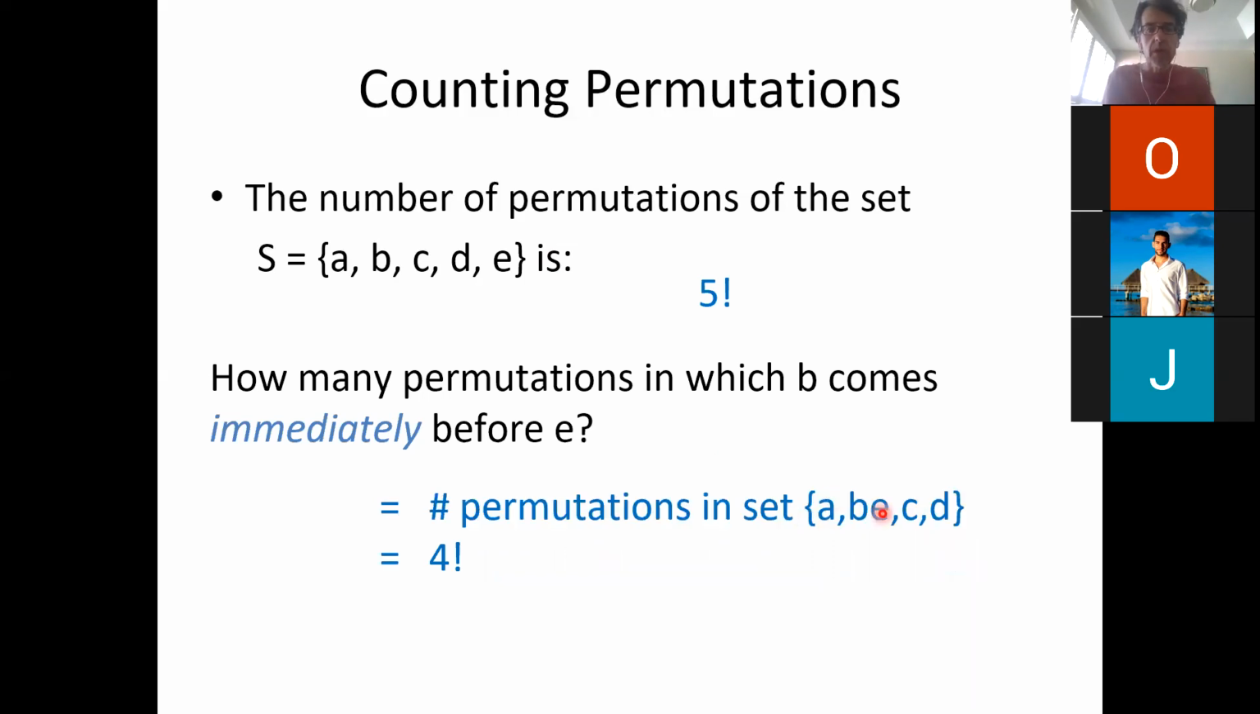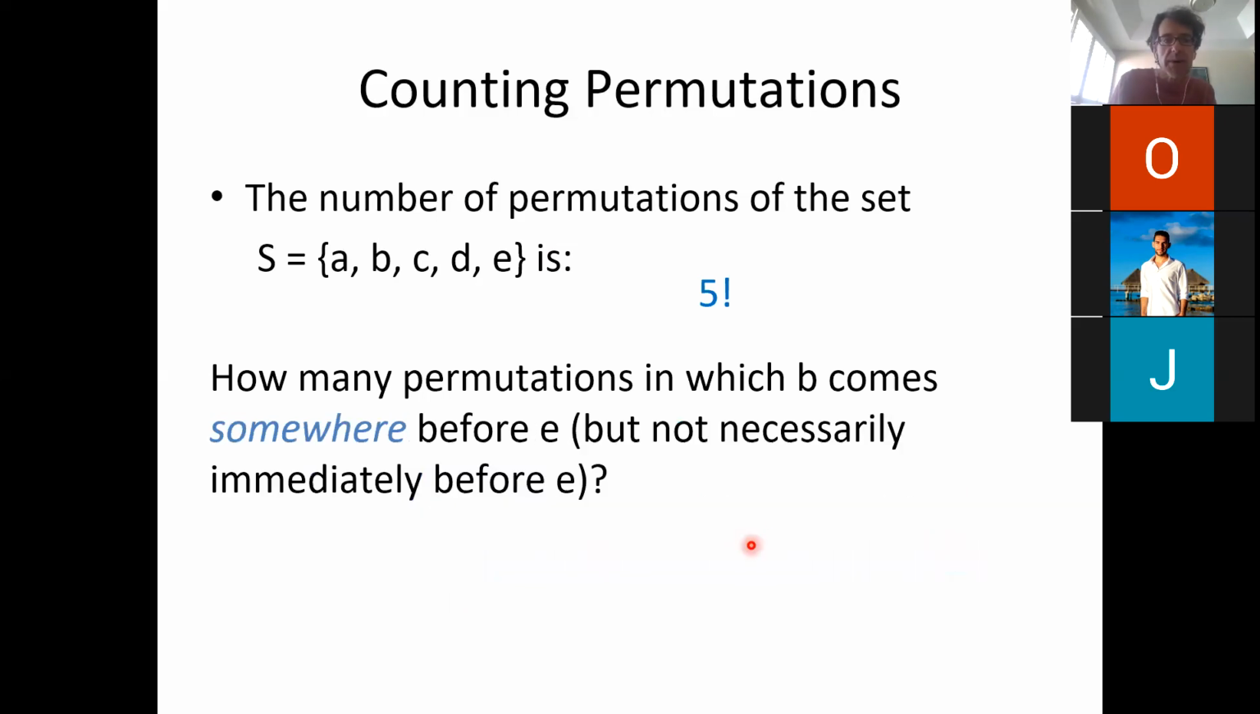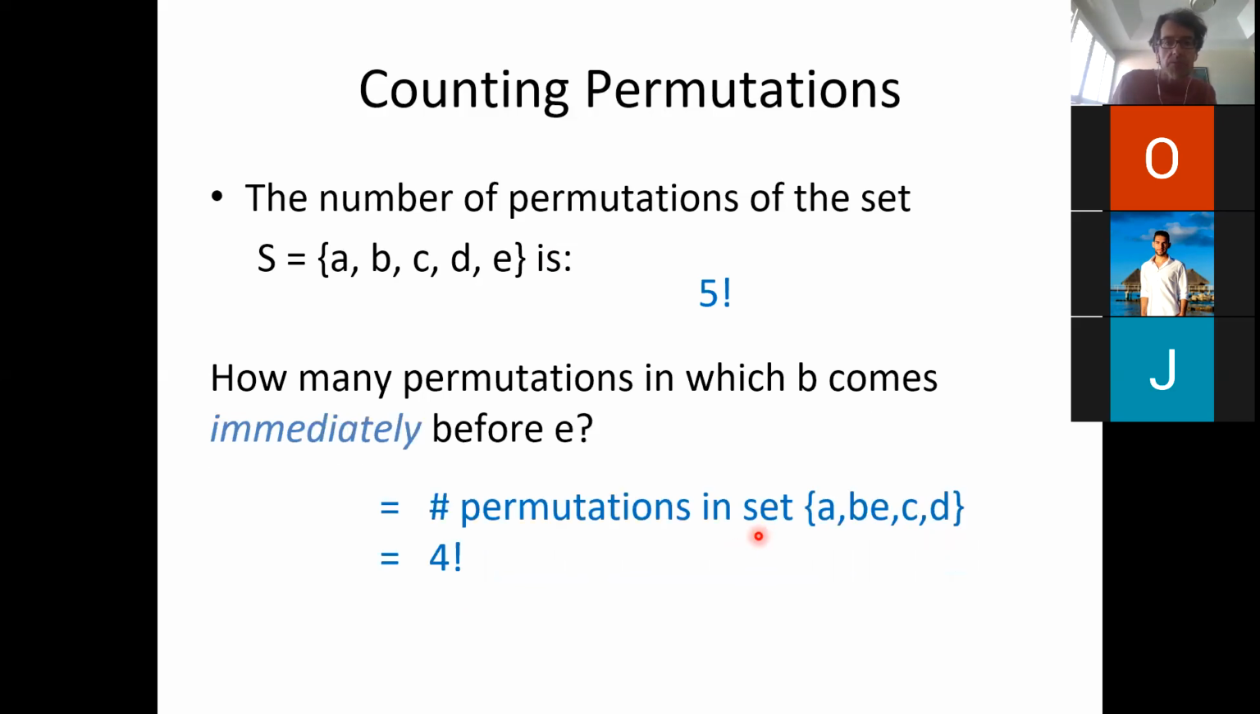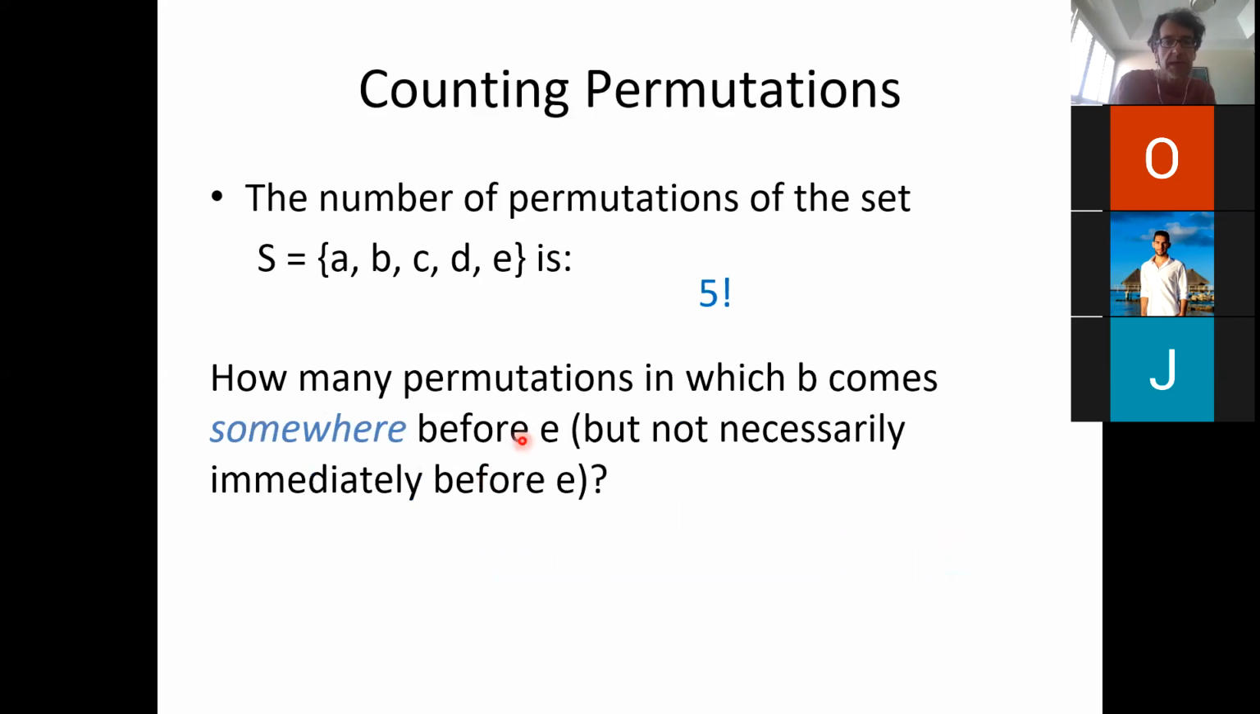But what if I had that B must come before E, but not necessarily immediately before? If they are adjacent, then I just think of this as a smaller set where this tuple is a single character.